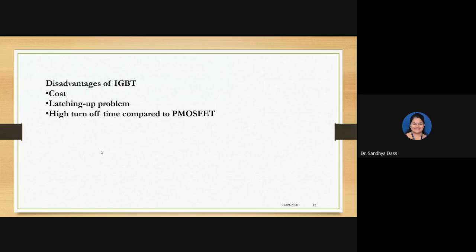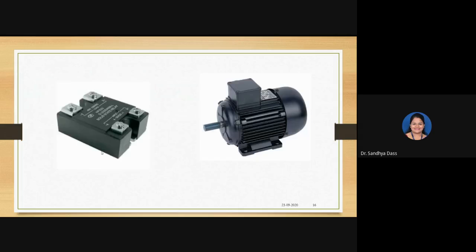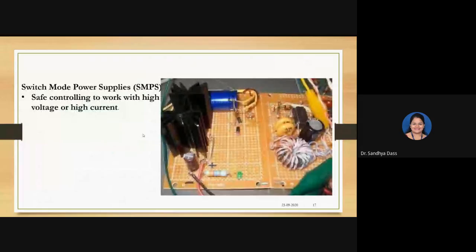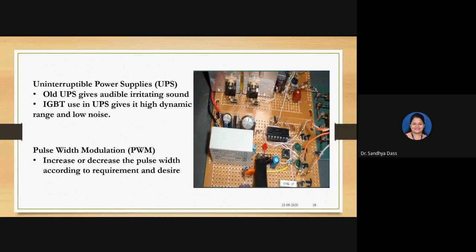All right, so that's it for this session. Just a few images to give you an idea of how an IGBT looks. It is used in motor applications. You can imagine it is used in SMPS for safe controlling of high voltage and current. It is used in UPS. The older UPS used to give that irritating humming sound, but nowadays IGBTs have made UPS with low noise. Then it is used for pulse width modulation.